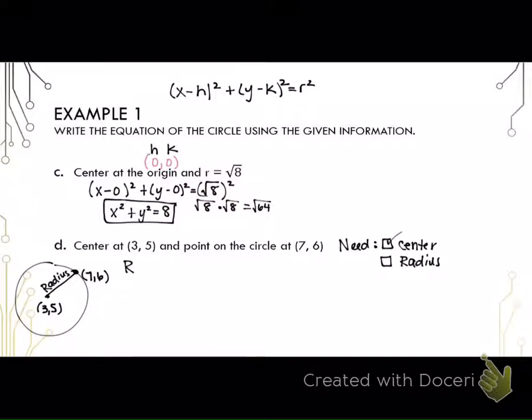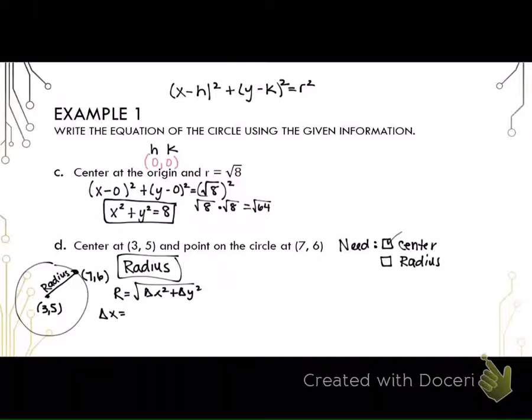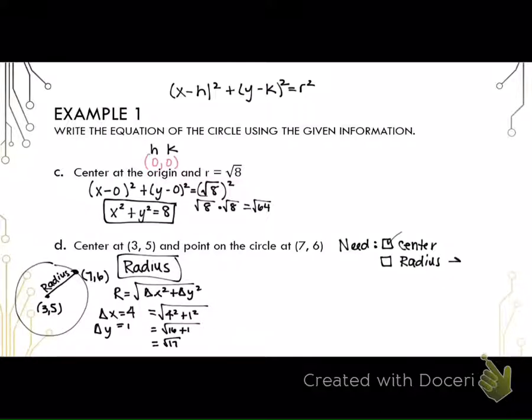So to find the radius, we are going to do the distance formula again. Jill, what is my change in x for my radius? You said 4? Yeah, from 3 to 7 is 4. What is my change in y, Morgan? 5 to 6 is 1. So we have 4 squared plus 1 squared. Can you do a factor tree for 17? Oh, it's a prime number. So our radius is the square root of 17.